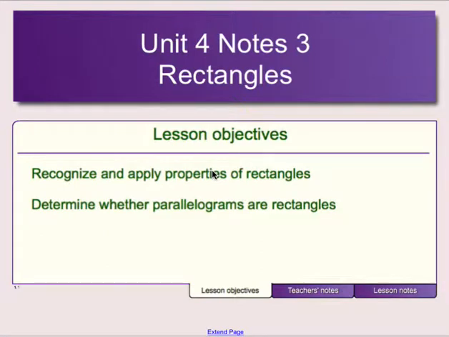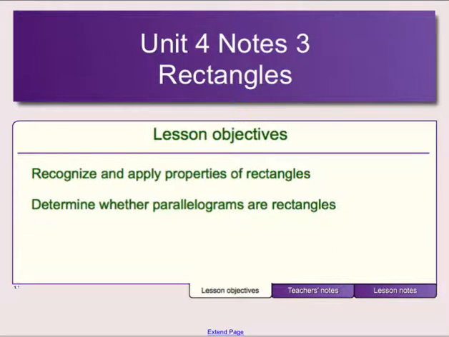Today we're going to be doing Unit 4 Notes 3, so we're going to be talking about rectangles. So this is a continuation of our polygon unit that we started last trimester. So today we're going to talk about just different properties that we can use when talking about rectangles.